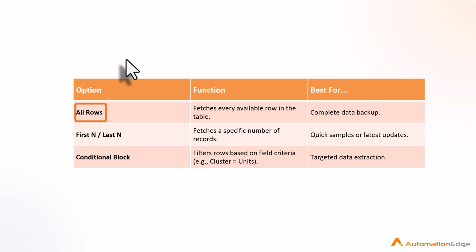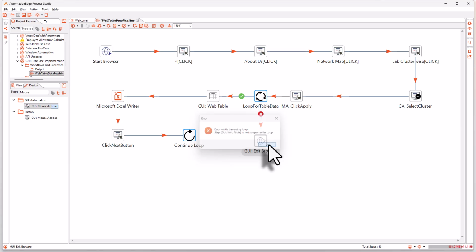The All Rows option fetches every row available in the table. This is useful when you want complete data extraction or a full backup. The First N or Last N option helps you fetch only a limited number of records. Perfect for quick testing, sampling data, or processing the latest updates. And finally, the Conditional Block option allows you to filter rows based on criteria. For example, extracting only rows where cluster equals units. This is extremely useful for targeted automation. These options help make your web data processing more controlled and efficient. Let's now move to Process Studio and see how to configure this in an actual workflow.